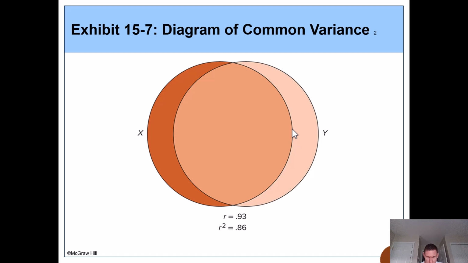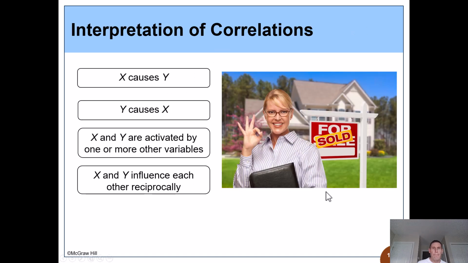And then the R squared. The R squared is what we call the coefficient of determination. Basically, how much of the movement of one variable explains the movement of the other variable. And I can tell you, firsthand, getting anything like an R of 0.93 and an R squared of 0.86 would be very impressive in the world of research.